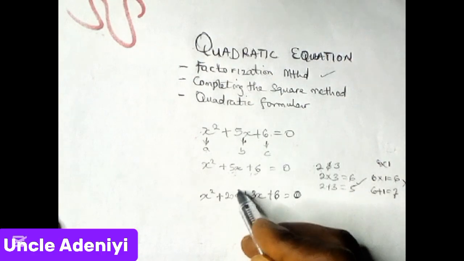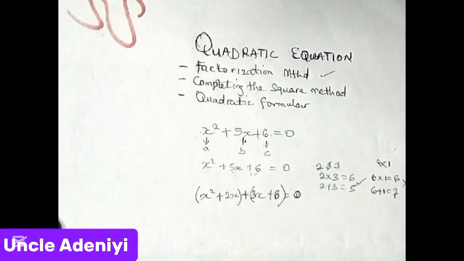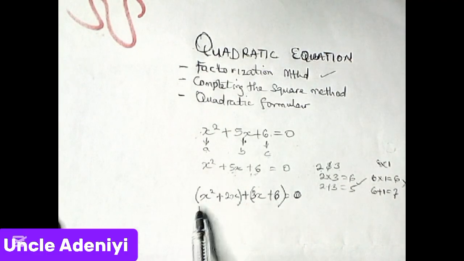Come put your bracket here. Put one bracket here, put one bracket here, put another bracket here, put another bracket here. You understand what I'm saying now? So as you put them now, you go and look for something common to the 2 here. What is it? That's what we say is common. S is here, S is here, S is common now.